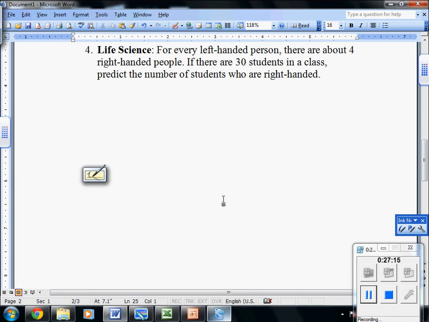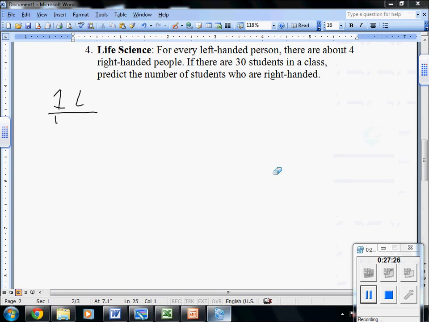So we're going to do the same thing, where we convert our rate to a total rate. It says for every lefty, we have 4 righties. I'm abbreviating it so it's easier to talk about. So for every 1 lefty, I'll just use L, we have 4 righties. If we were given how many left-handed or right-handed people, we'd have a proportion ready to go. But what they gave us was a total number, 30 students in a class. So just like the last one, we need to know totals. We have 1 person here, 4 people here, so that's 5 people total.